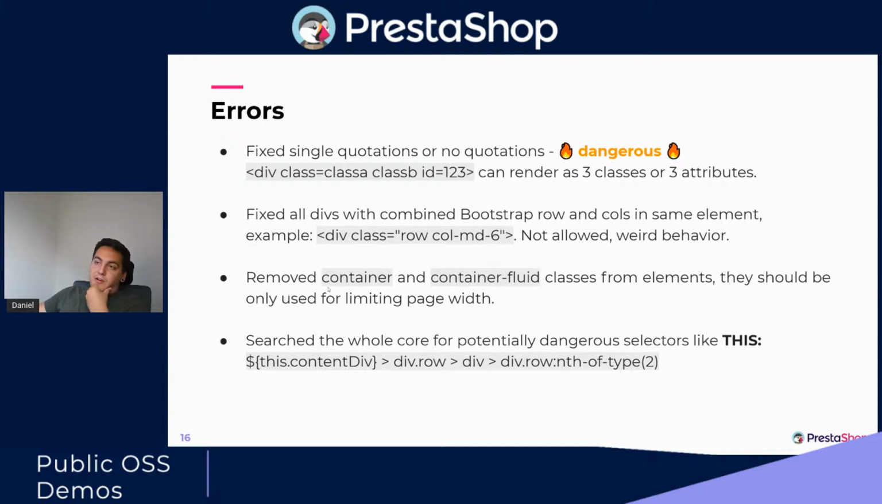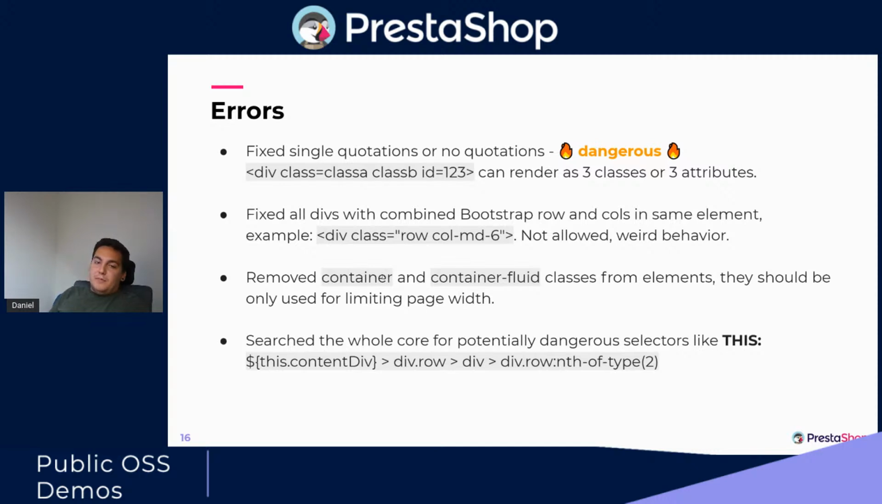Also removed all the container classes. These classes, the container, what it does, it limits the screen width to 1200 pixels, I think, and the fluid one is a full width container. It should be only used for limiting the screen width. I saw it used, for example, on the modules page to make a padding on an element. It shouldn't be used for that, okay?